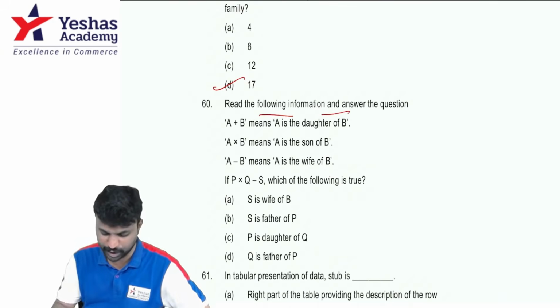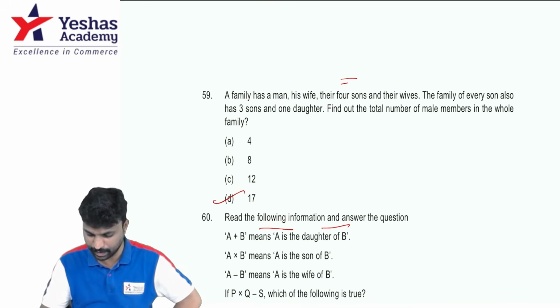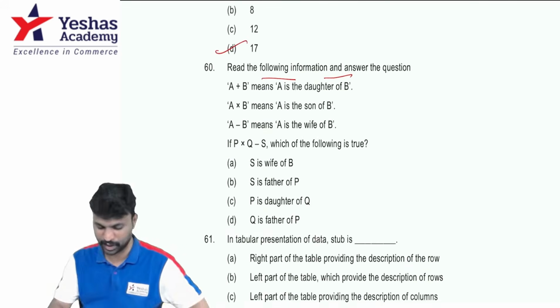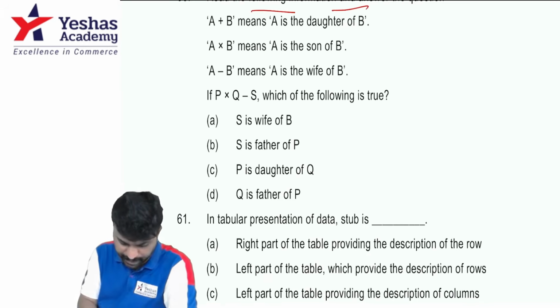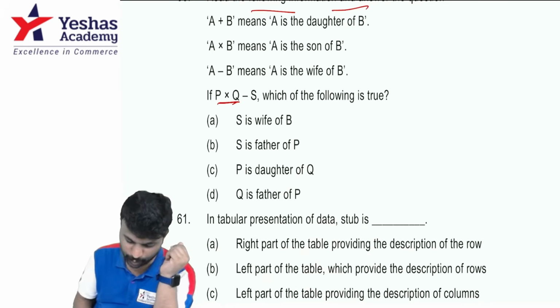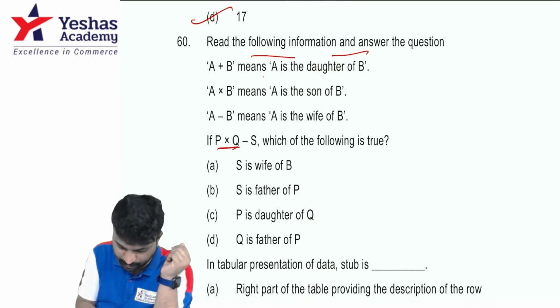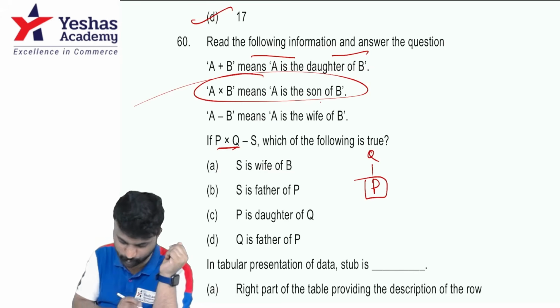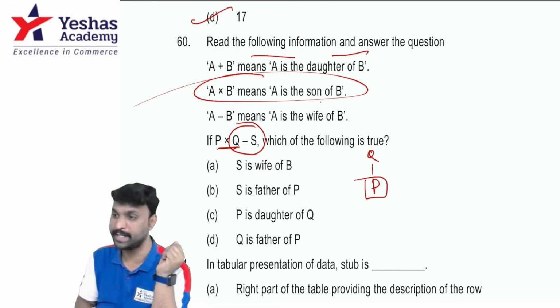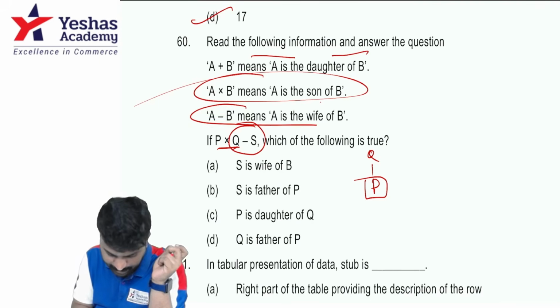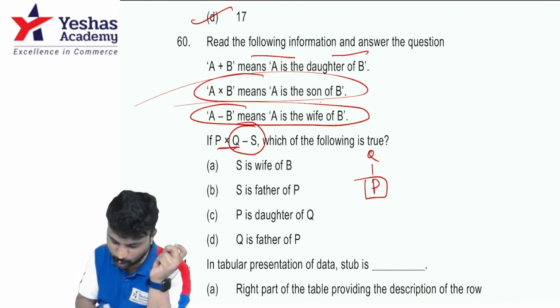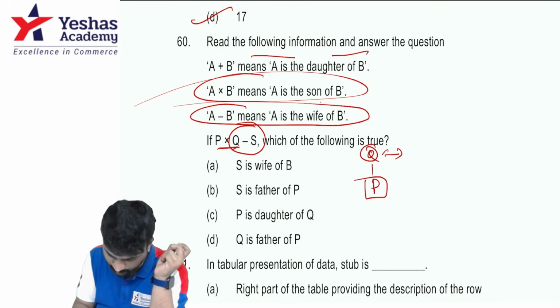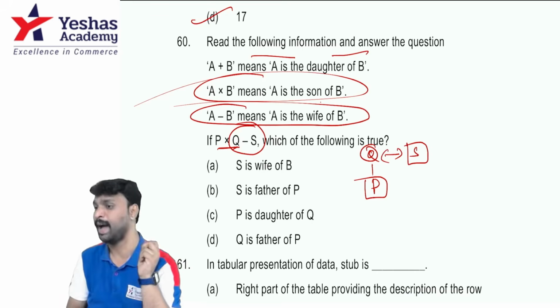Read the following information and answer the question. Guys, again the same variety. P into Q. Guys, what is P into Q? First statement where into is there, that you consider. A is a son of B. That means P is a son of Q. Q minus S. Minus means in this last statement, A is the wife of B. That means Q is the wife of S. S has to be a husband to Q.